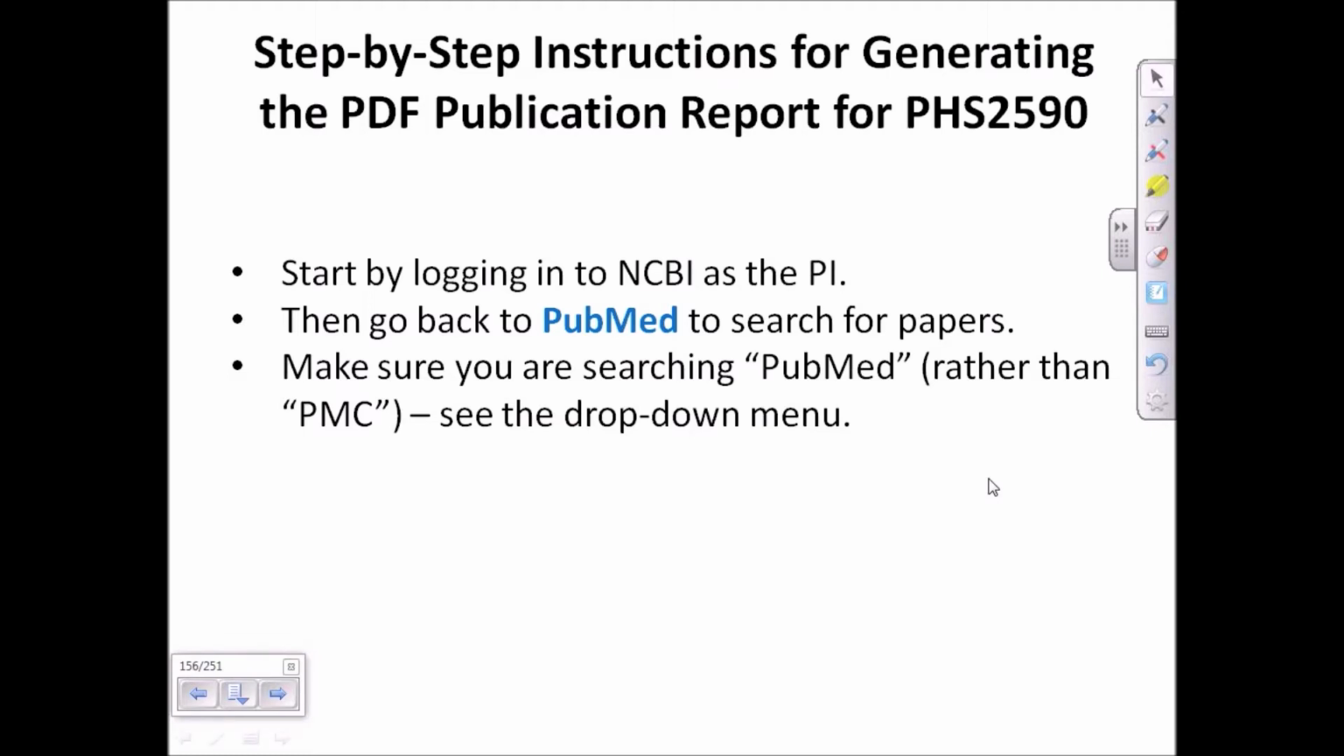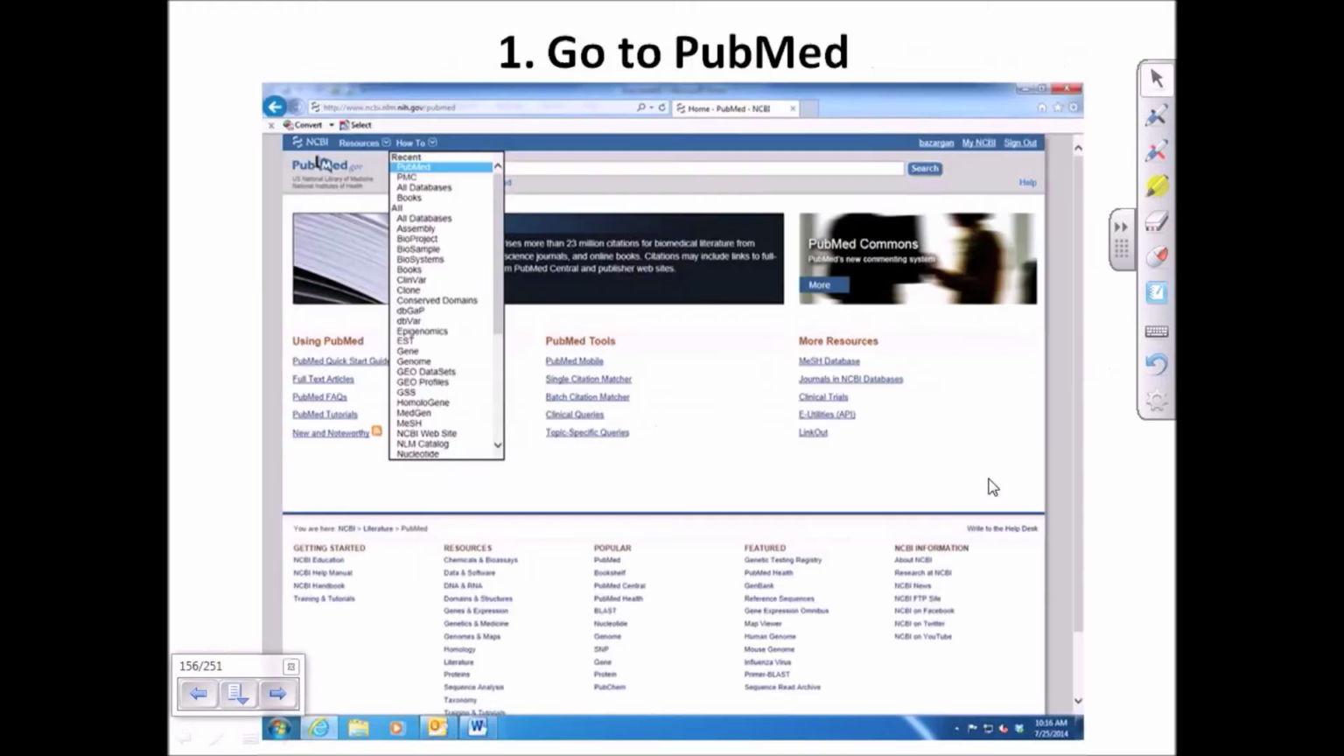So make sure you're searching PubMed rather than PubMed Central when you do this, and I'll show you what it looks like. So when you go to PubMed, there's a drop-down menu where it says Resources. You click on Resources. Make sure that you select the top one, which is PubMed. If you select PubMed Central, PMC, then there's no point in doing that because you're already searching papers that are already compliant. So what you want to do is search PubMed. That way you'll find papers that may not be compliant yet.